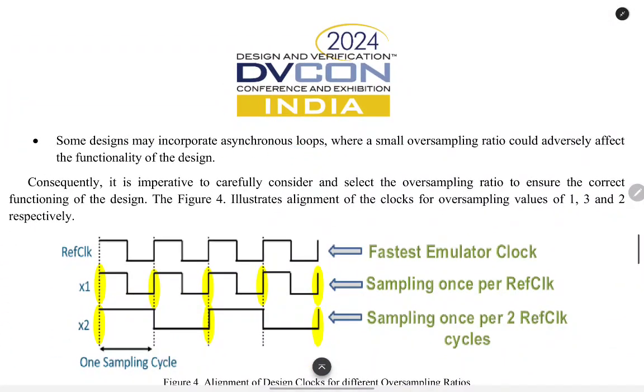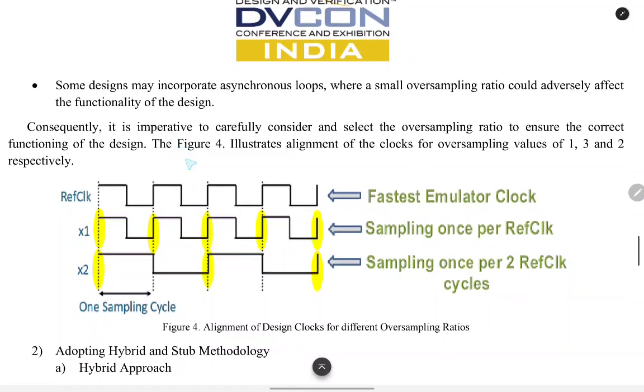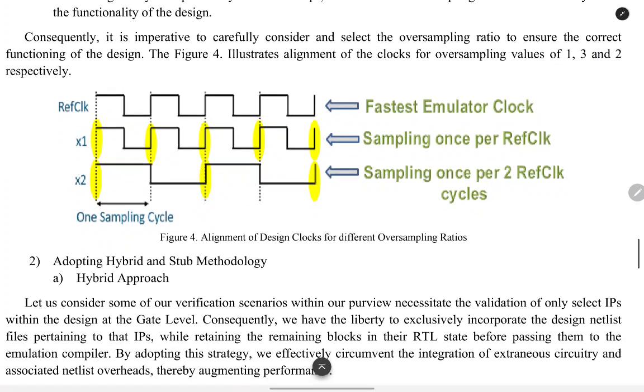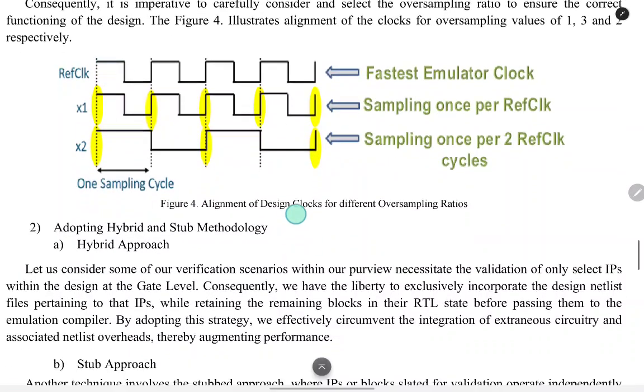Some designs may incorporate asynchronous loops, where a small oversampling ratio could adversely affect the functionality of the design. Consequently, it's imperative to carefully select the oversampling ratio to ensure the correct functioning of the design. Figure 4 illustrates the alignment of the clocks for oversampling values of 1, 3, and 2 respectively. Figure 4. Aligning of the design clocks for different oversampling ratios.